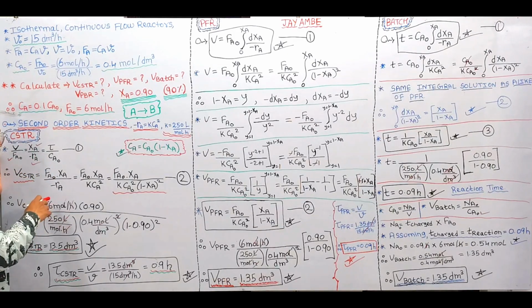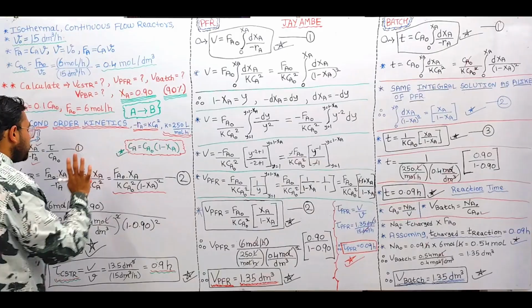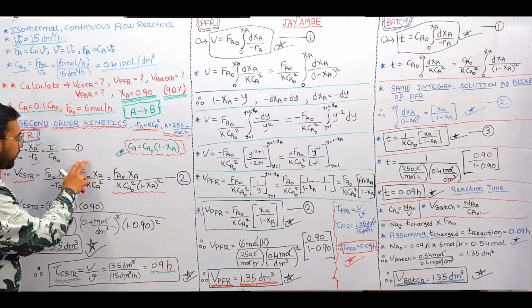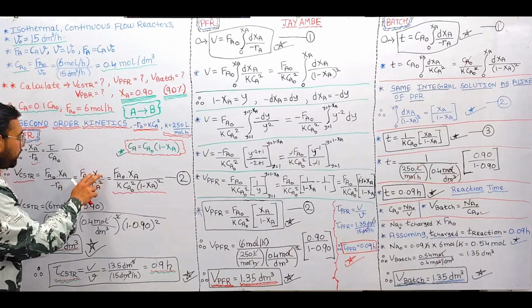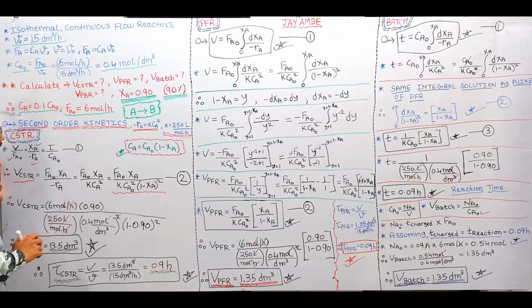Now the numerator will remain as it is, because the initial molar flow rate is constant and the conversion is also constant, right? So we are now replacing minus rA with the given rate law, minus rA equals k CA squared. The numerator will remain constant, so we have FA0 into XA divided by k CA squared, right?